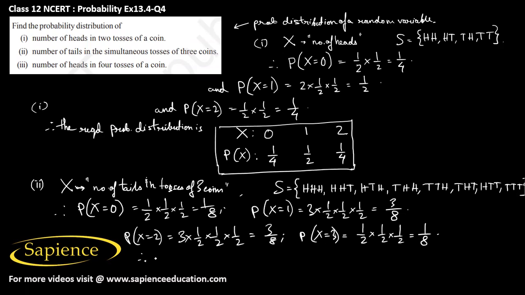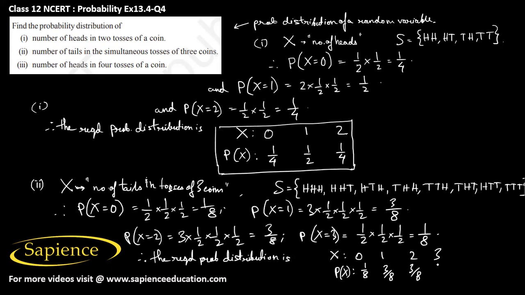So therefore, in this case, the required probability distribution is given as, x will be 0, 1, 2, and 3, and the probability of x would be 1 by 8, 3 by 8, 3 by 8, and 1 by 8. So this is the required probability distribution for the second case.